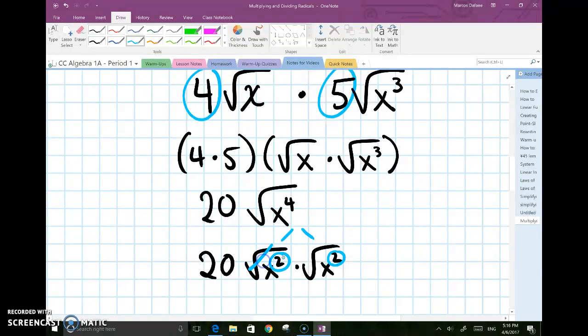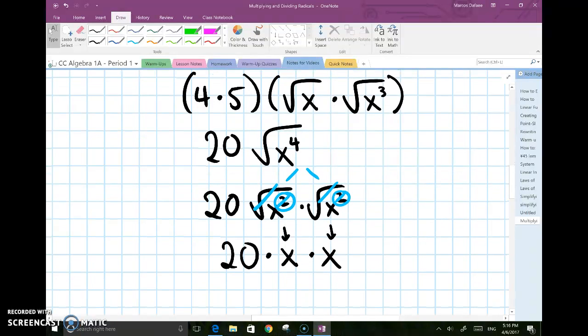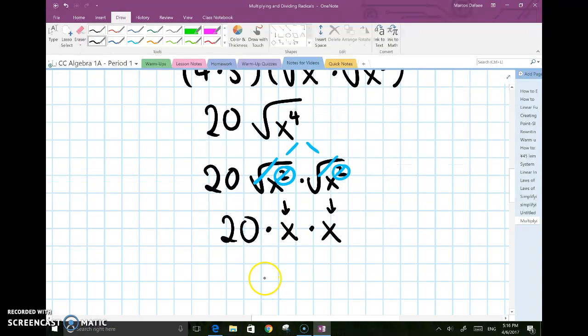Now, because these two cancel out, what I'm left with is 20 times the x that came out of here times the x that came out of there. And because x times x is simply x squared, I have a final answer of 20x squared. And that's example 3.